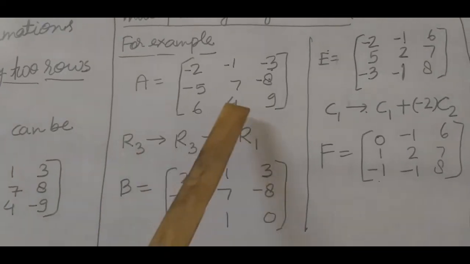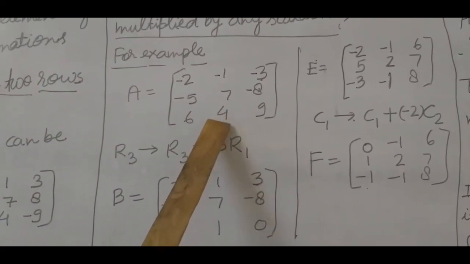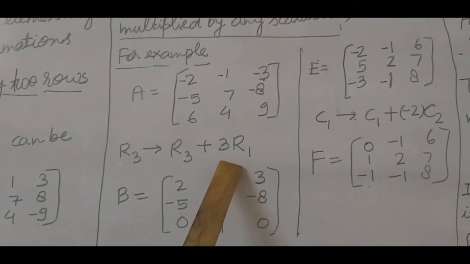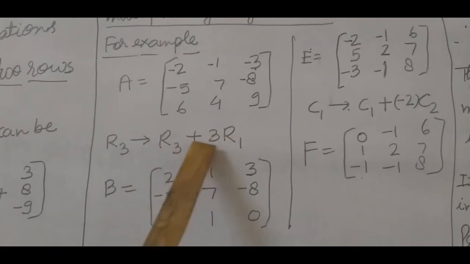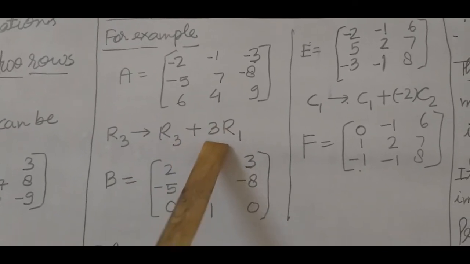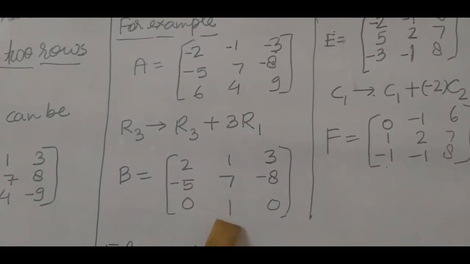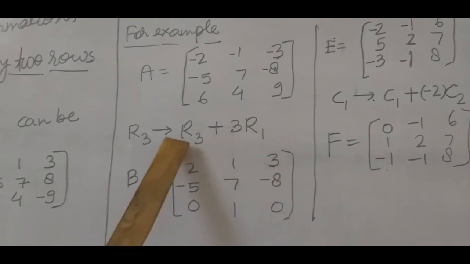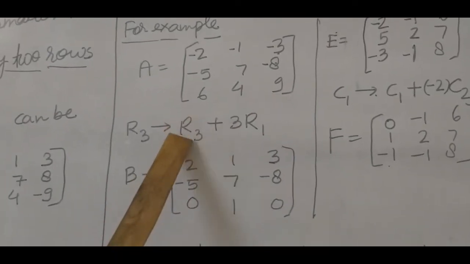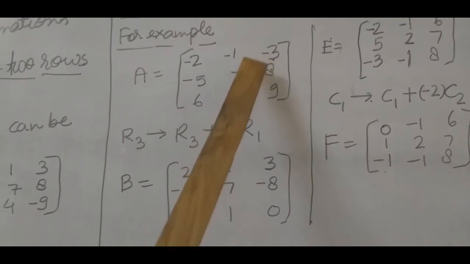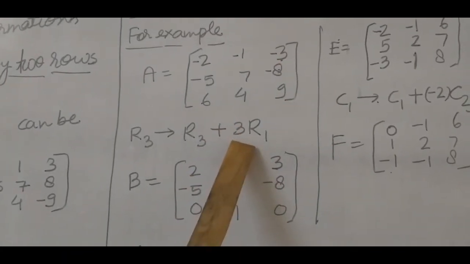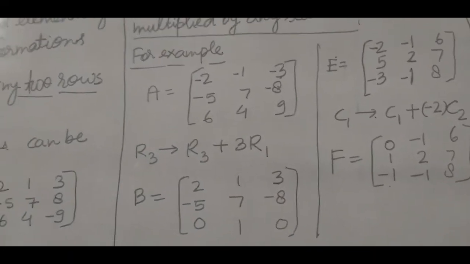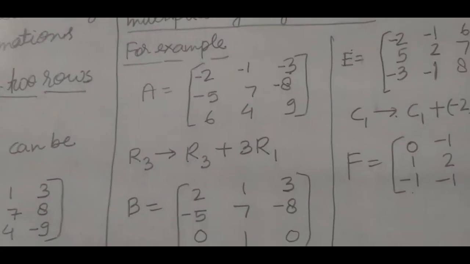Now students, 4, second element of R3, 4 plus 3 into minus 1. So 4 minus 3 means answer 1. So at the place of 4, 1 will be there. Now students, next element 9. So R3, 9 will come here. 9 plus 3 into minus 3, R1 value. So 9 minus 9, answer 0. So 0 is there. Okay students, so this is the operation.